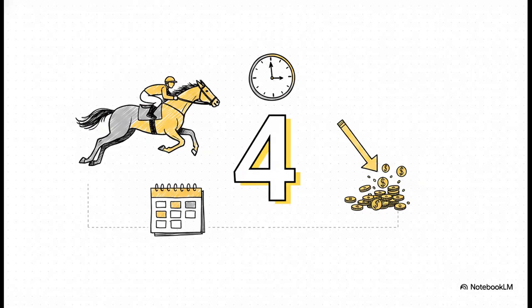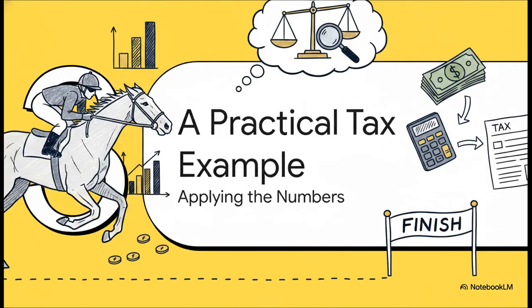But, and this is a huge but, how long can you carry it forward? The law is very strict here. You have a maximum of 4 tax years, and that's 4 years immediately after the year the loss happened. Once those 4 years are up, any loss that's still left over, well, it's gone. It just lapses. Okay, theory is great, but let's be honest, nothing makes tax law clearer than seeing it in action with some actual numbers.